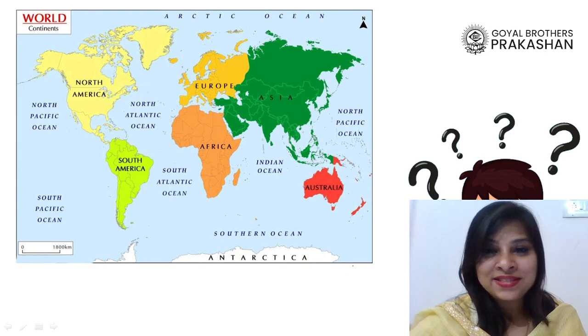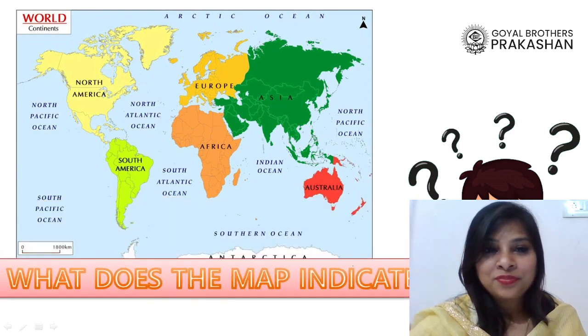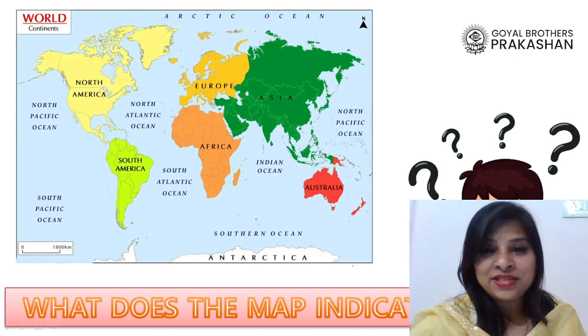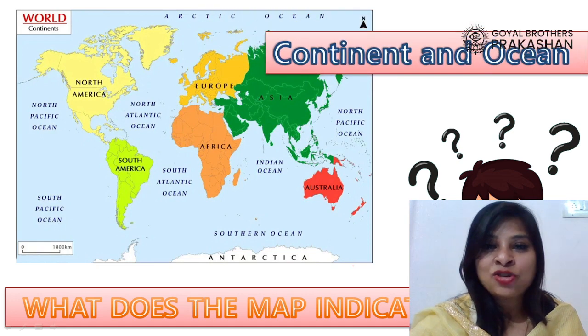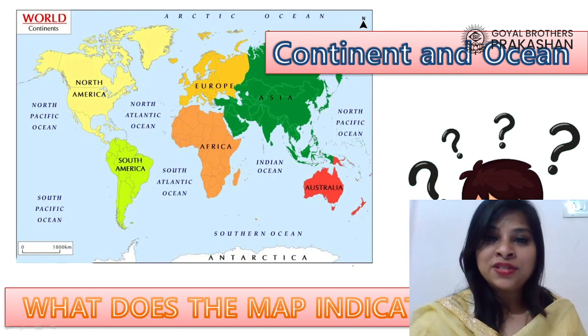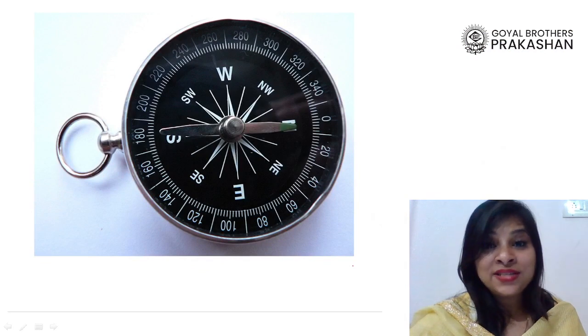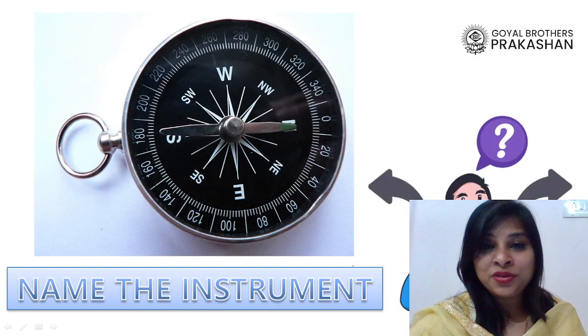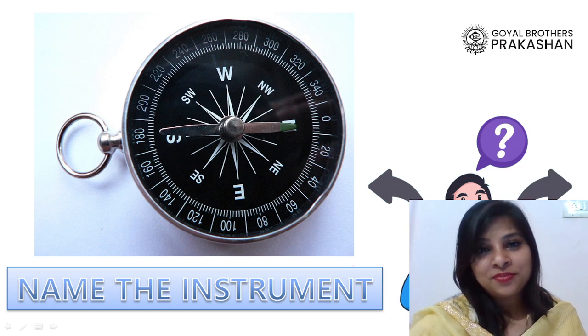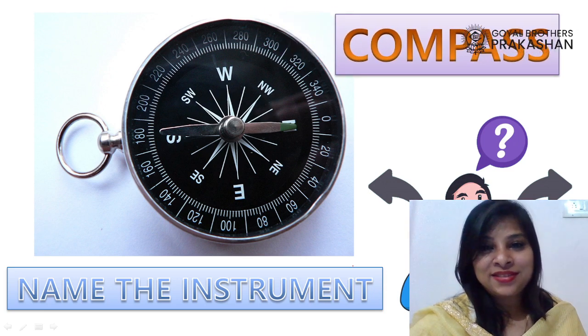Now, what is this? Again, a very easy one. What does the map indicate? It indicates continents and oceans. Yes, it indicates continents and oceans. What is this? Name the instrument. It's a compass. Yes.